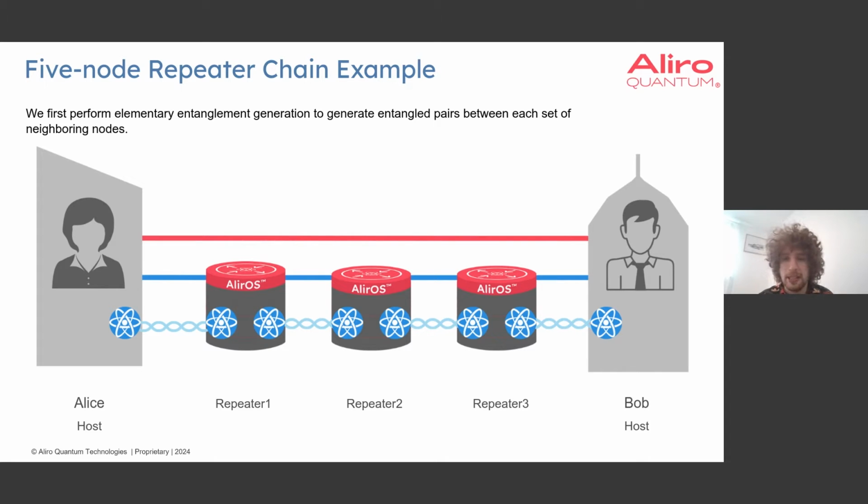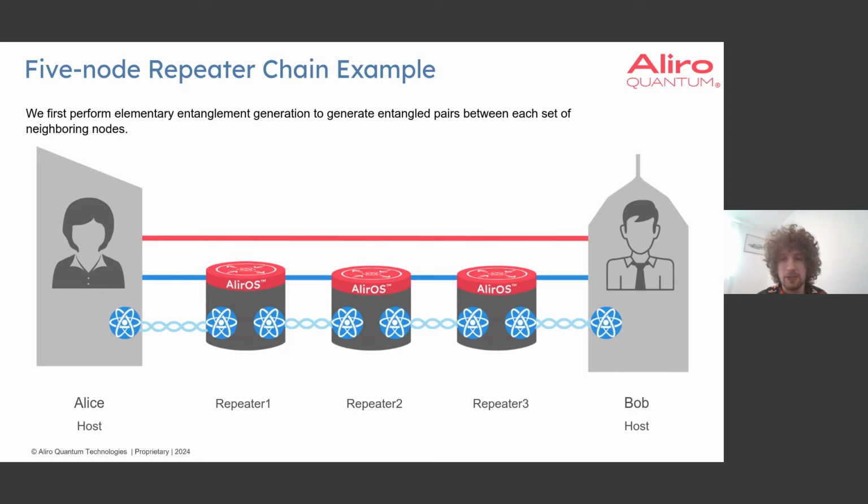The first thing we're going to do is perform EEG to get distributed entanglement between each pair of neighboring nodes. After running our EEG protocol for each pair of neighboring nodes, we'll have entanglement between Alice and repeater 1, between repeater 1 and repeater 2, and so on. We need to distribute entanglement between neighboring nodes before we can do entanglement swapping.